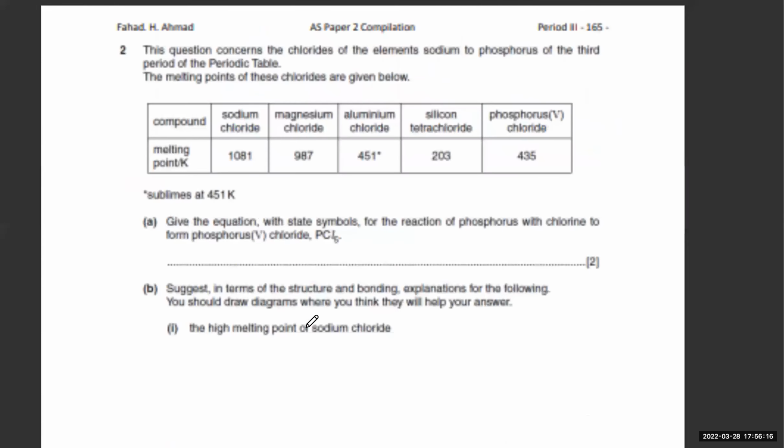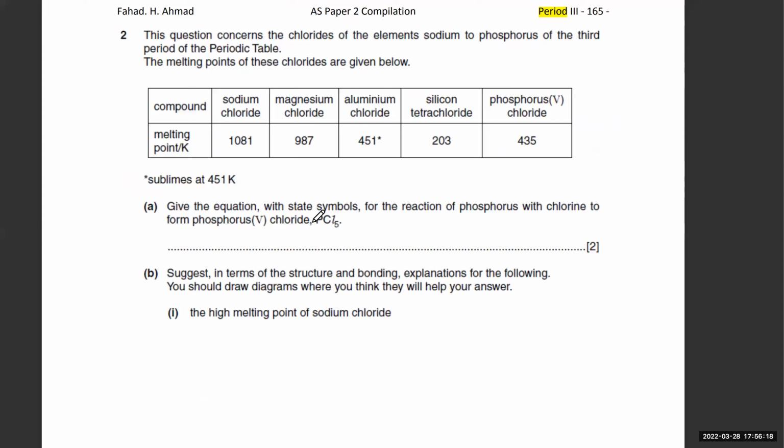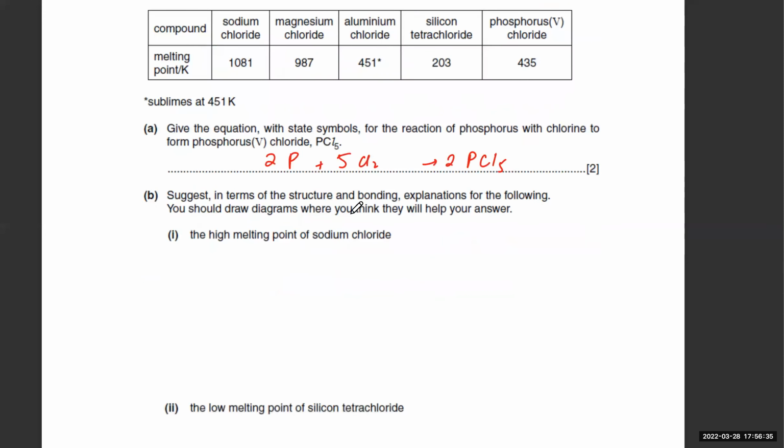You've got this question. It says give the equation with state symbols for the reaction of phosphorus with chlorine to form PCl5. You can balance this. And suggest in terms of structure and bonding explanation for the following. You should draw diagrams where you think they will help your answer. The high melting point, so this is ionic. It's an ionic compound. So why do ionic compounds have high melting points?